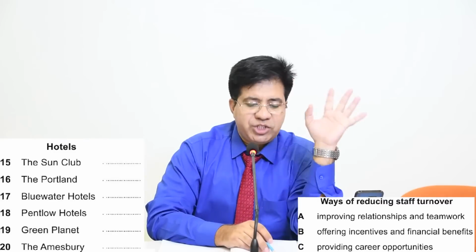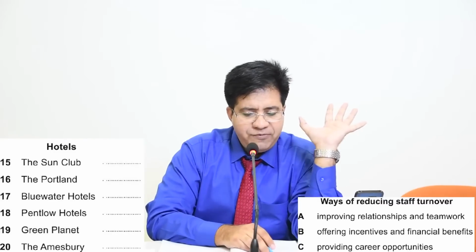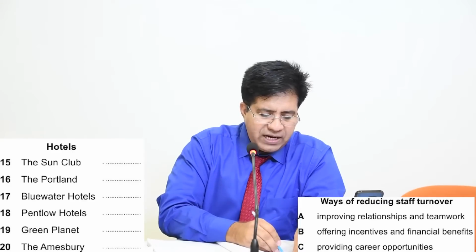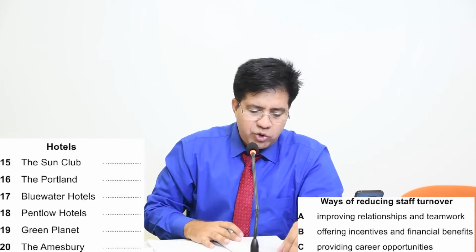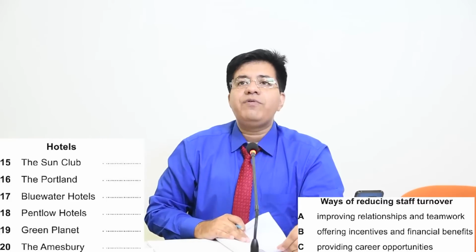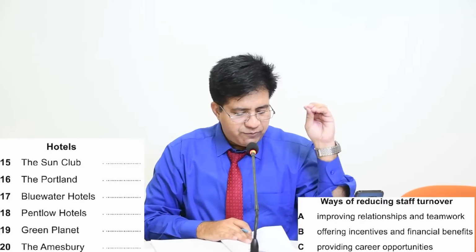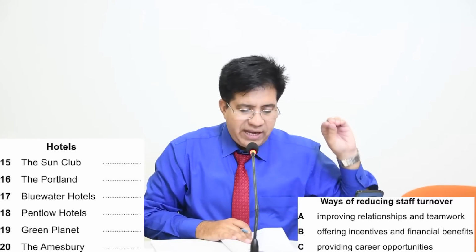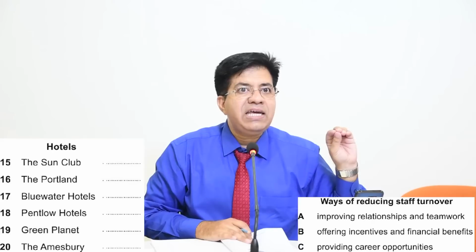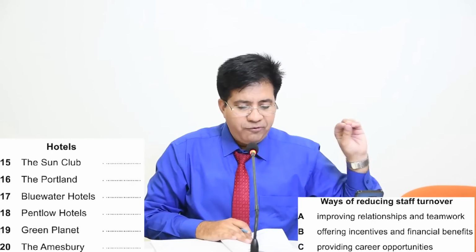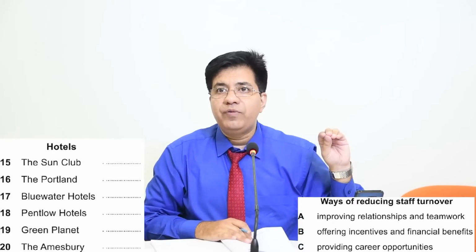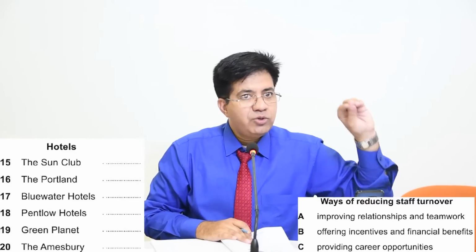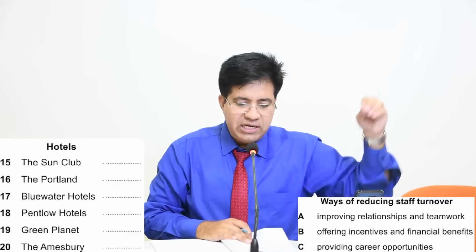First, you read the question statement. Which way of reducing staff turnover was used in each of the following hotels? So, questions 15 to 20, these are the names of hotels. Options A, B, C, these are the methods of reducing staff turnover. Reducing staff turnover means staff should stay in the hotel. They should do their job for 5 years, 10 years and all that.